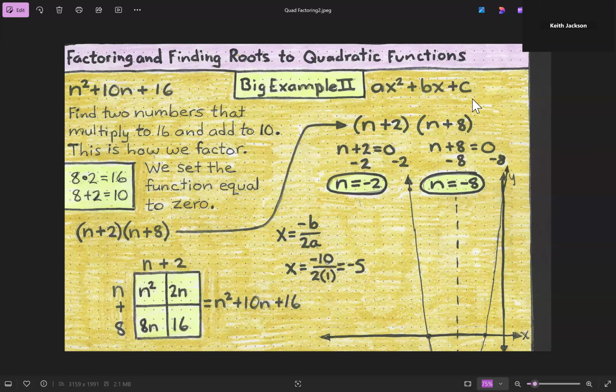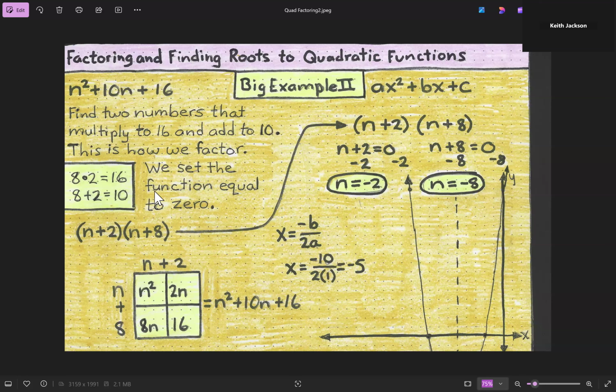In this video, we're going to factor quadratic functions, keeping in mind that the quadratic function is represented by ax squared plus bx plus c. And in this example, we're going to work with n squared plus 10n plus 16. And we're going to factor this quadratic function out to find out where the x-intercepts are. And those x-intercepts are the same as zeros, right there that you see here and here. And we're going to find out what they are.